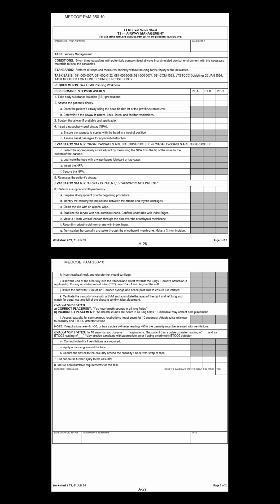This video depicts the Tactical Casualty Combat Care Task 2, Airway Management. This task is usually performed multiple times during a 105-minute continuous lane. However, because specific wound patterns and locations are selected by hosting units, the task in this video is shown in a standalone format. The video was recorded in September 2025 and tasks are performed to the June 2024 EFMB standards recorded in MEDCoE Pamphlet 350-10.